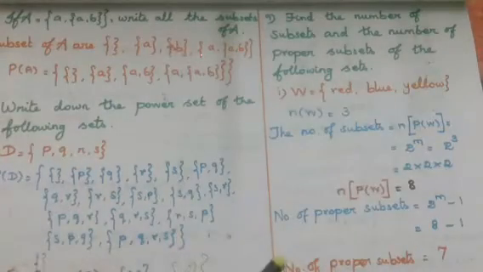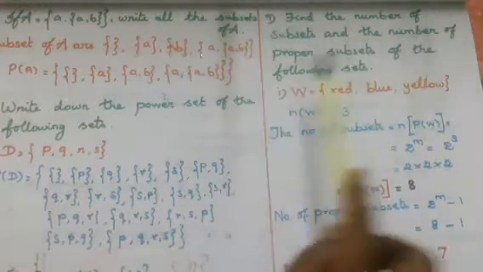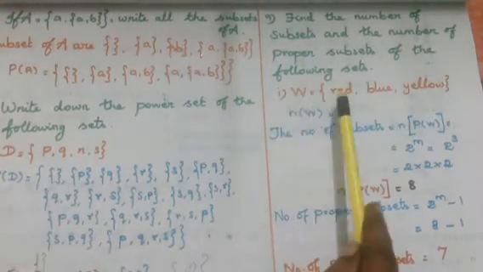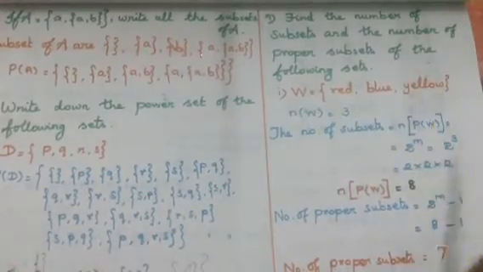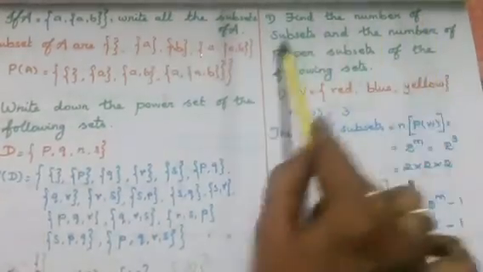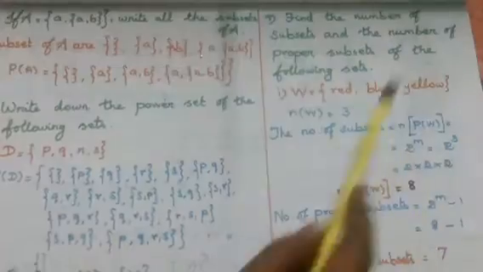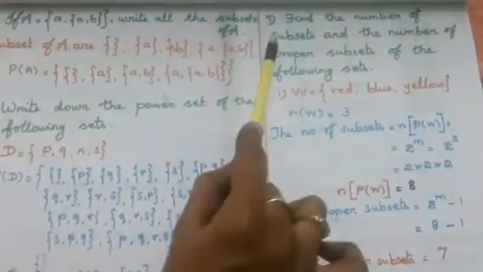So there is only one element that is different. Okay, that is what we are going to find now. Look, W is equal to red, blue, yellow is given. First we find the number of subsets. It is asking the number of subsets.